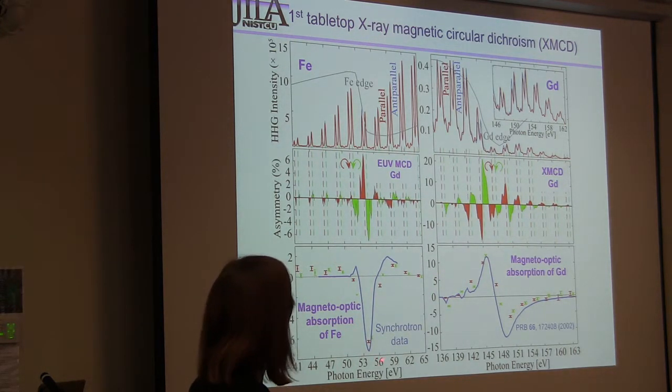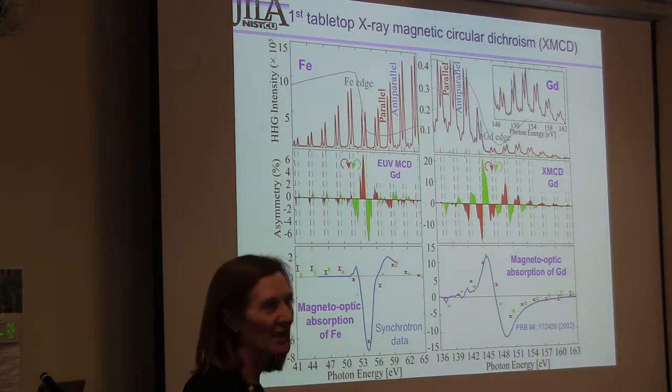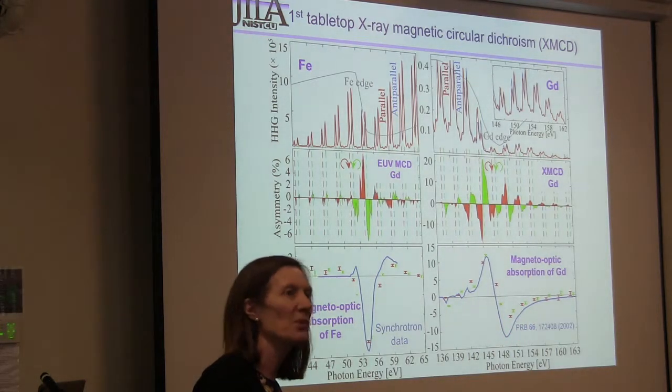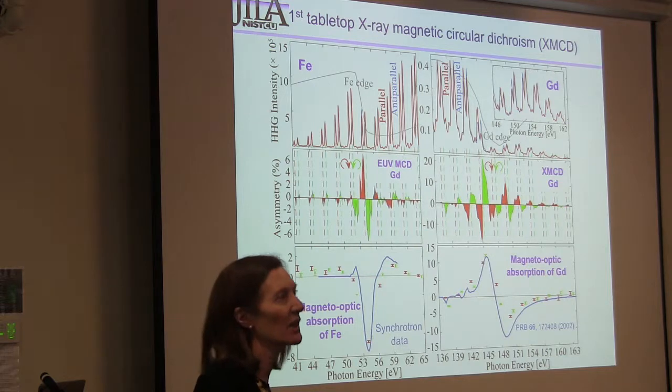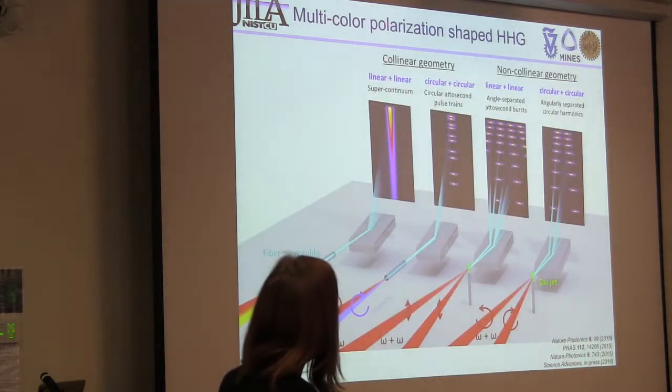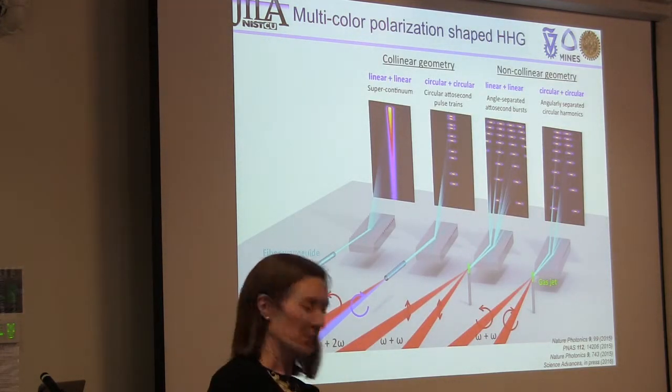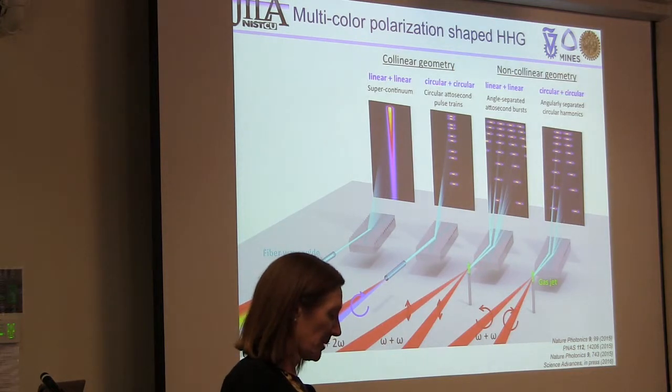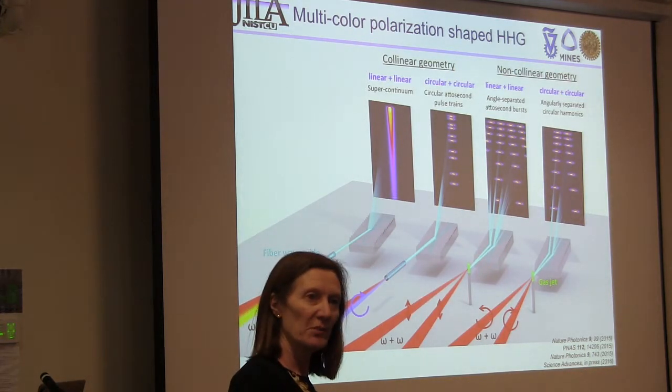We measured the magneto-optic absorption coefficient of iron, in the EUV, and compared it with synchrotron data, and then gadolinium, at 150 eV, also compared with synchrotron data. It shows that we understand the polarization state of the light. Perhaps I should finish in five minutes, is that okay?